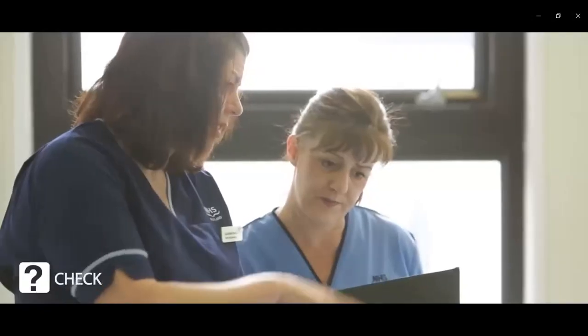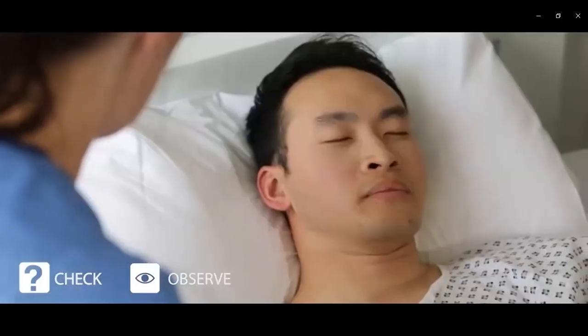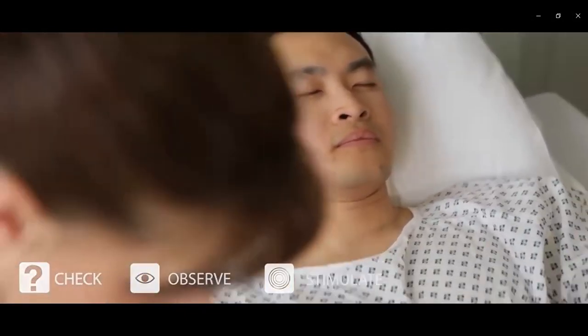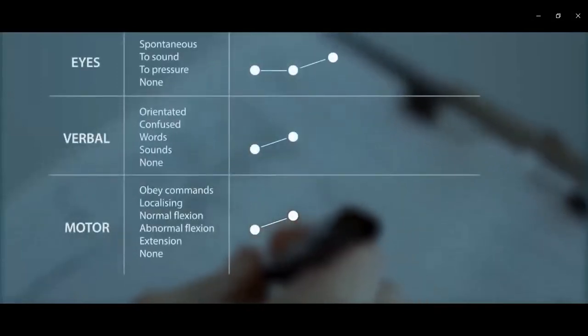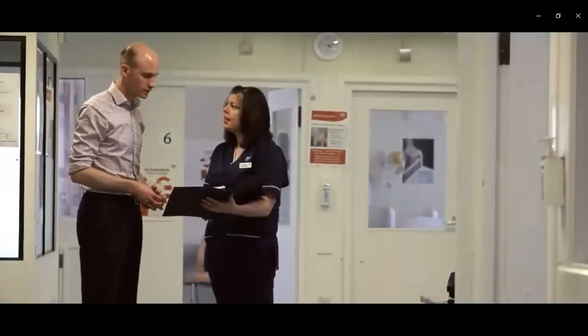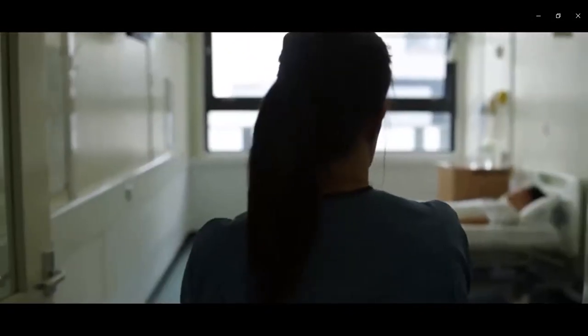So, to recap, check for factors that might interfere with your assessment. Observe the patient for spontaneous eye opening, speech, and movement. If necessary, then stimulate the patient, first verbally and then physically. Findings should be documented clearly on a coma scale chart. The observations can then be clearly communicated and the trend rapidly appreciated so that any improvement or deterioration in a patient's condition can be seen.